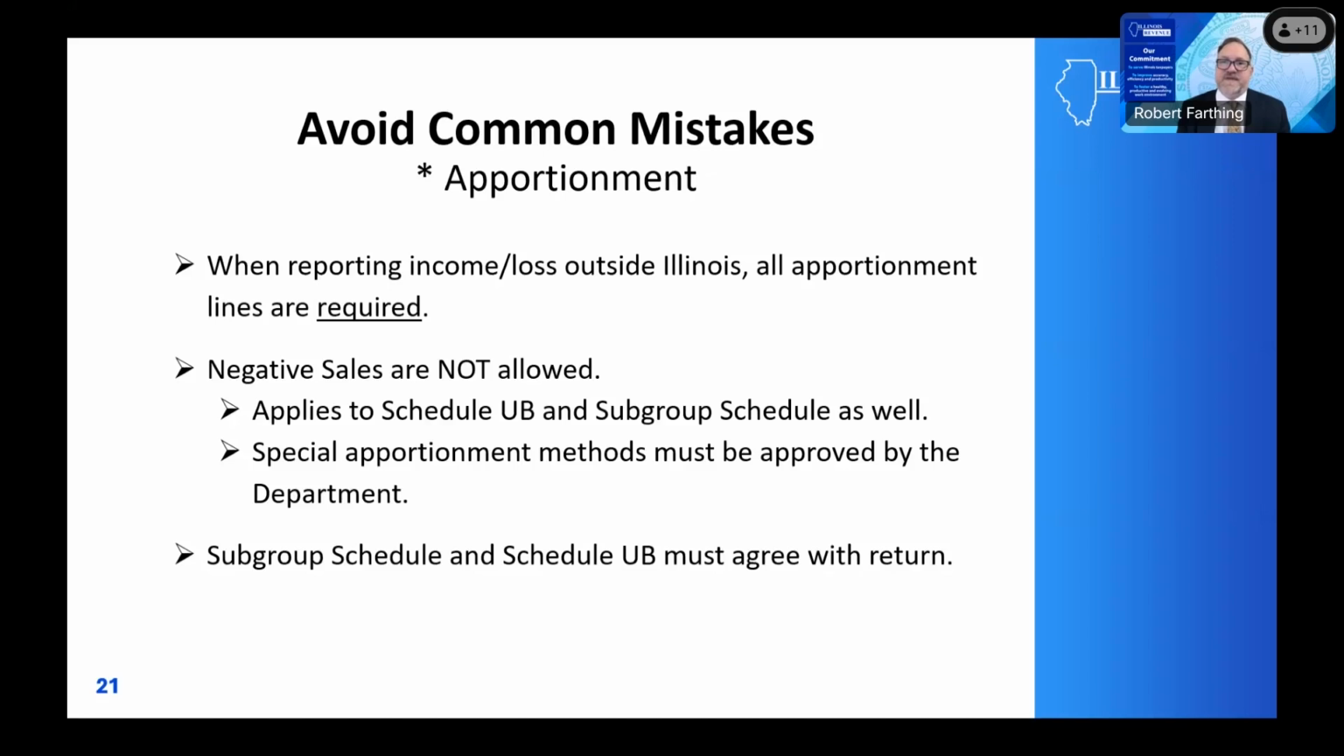That includes the Schedule UB and the subgroup schedule. Any special apportionment methods that you are using must be approved by the department before you file your return. So when you file, be sure that you verify that the Schedule UB and the subgroup schedule are in agreement with the rest of the return.